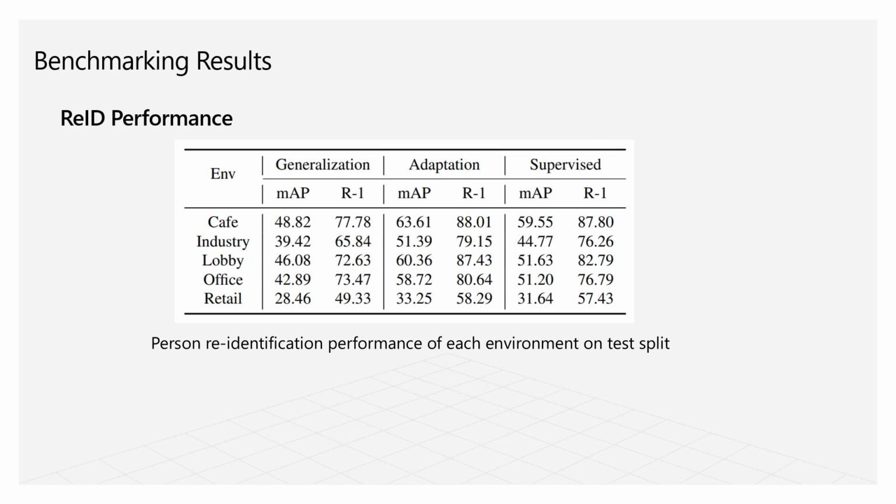Training from scratch outperforms the generalization model. The fine-tuned model performs better. This shows that our large-scale dataset can help learn a more discriminative re-ID feature to adapt to a specific environment.